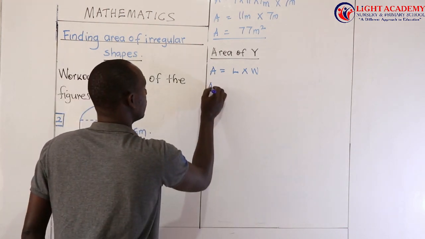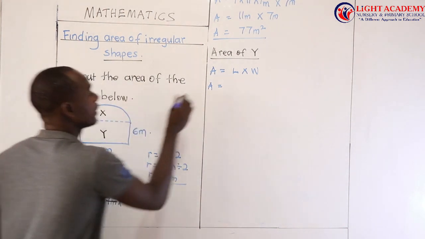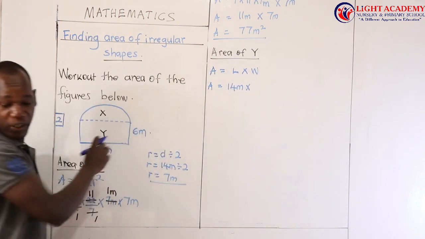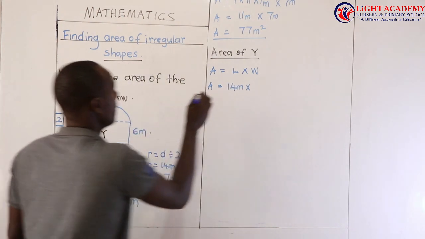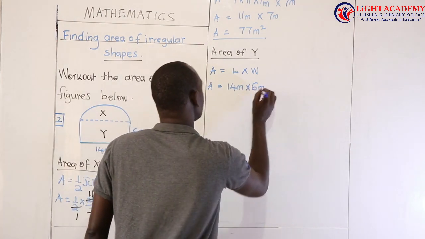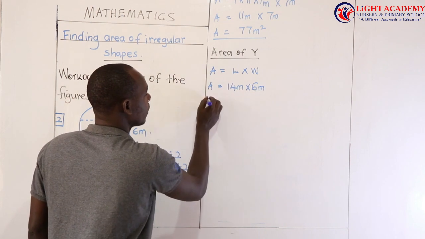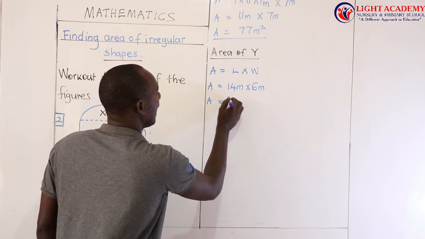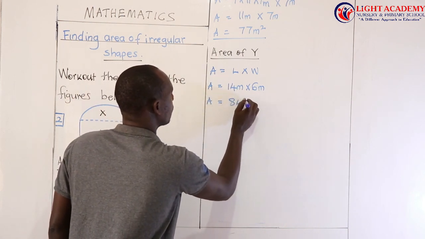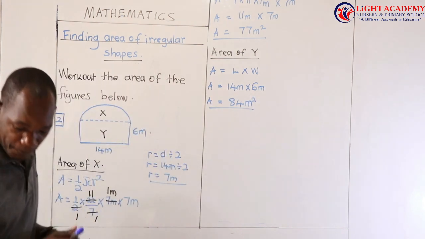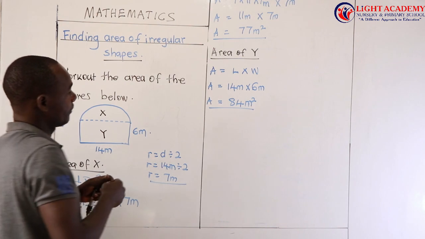So your area will be equal to the length, which is 14 meters, times the width, which is 6 meters. So now when you multiply 6 meters times 14 meters, you get your area is equal to 84 square meters. And that is the area of the part marked y.